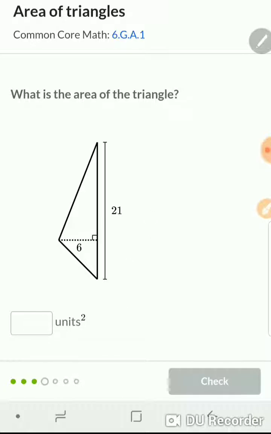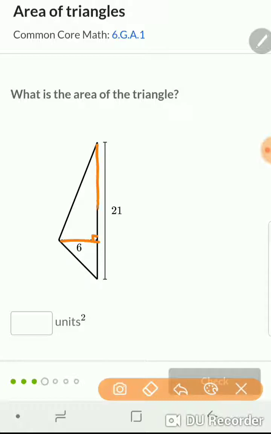So here they gave me the same problem again, which is good because I actually wanted to show another method to do the same type of problem. So here, again, they gave me a right angle right here. So you should know that these two are the sides that I'm using. So my height is going to be 6 once again, and my base is 21.